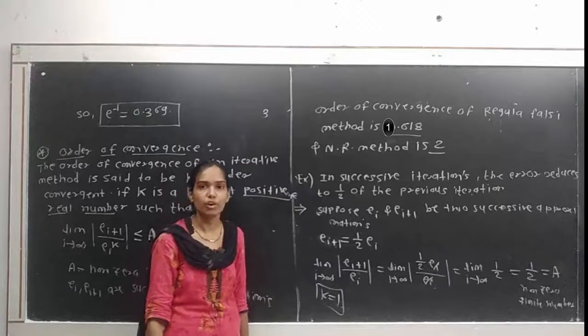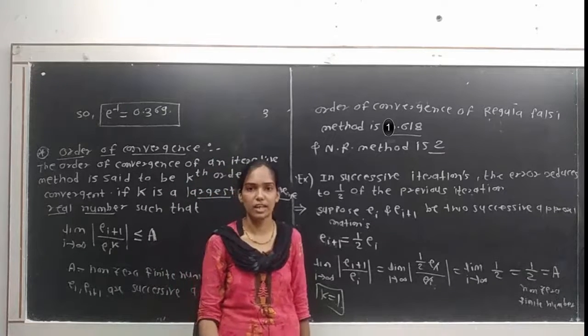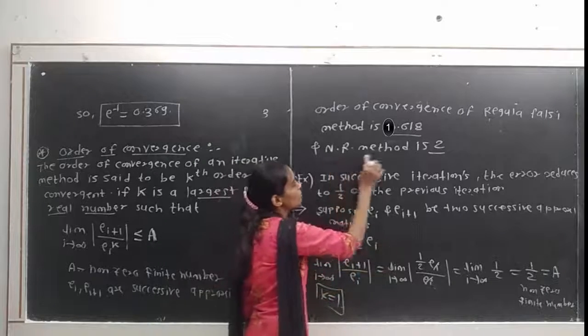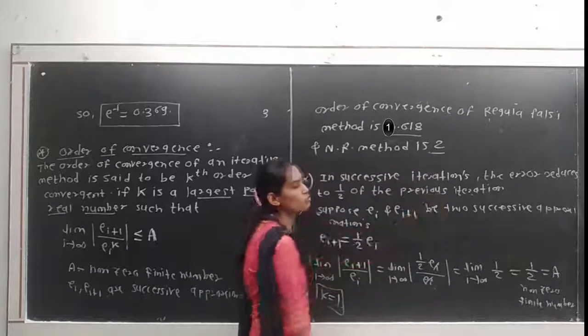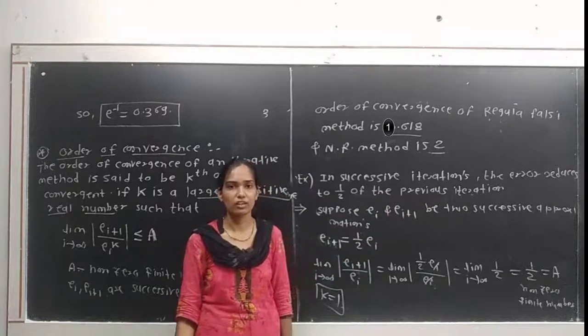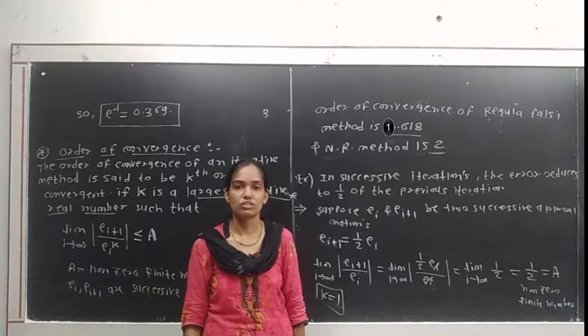And if the order of convergence of the iterative method is 2, then we say that the method is quadratically convergent. Here the order of convergence of the Newton-Raphson method is 2, so we say that the Newton-Raphson method is quadratically convergent. Okay, so thank you.